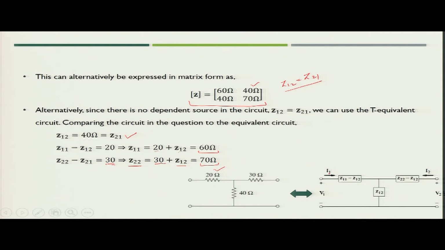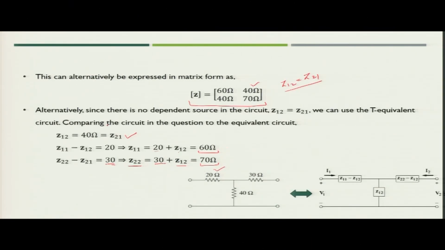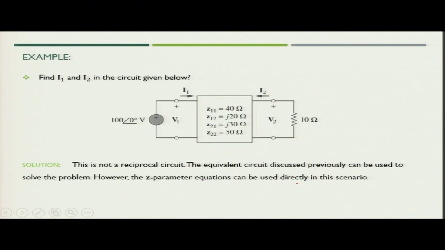So, you can use either the Z parameter equations to find out these Z parameters, or, if you know that the circuit can be represented as a T equivalent, you can compare the circuit with the T equivalent circuit and straight away find out the value of Z parameters. Now, let us take another example.